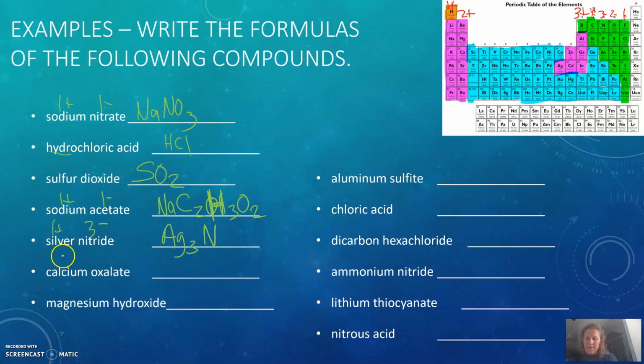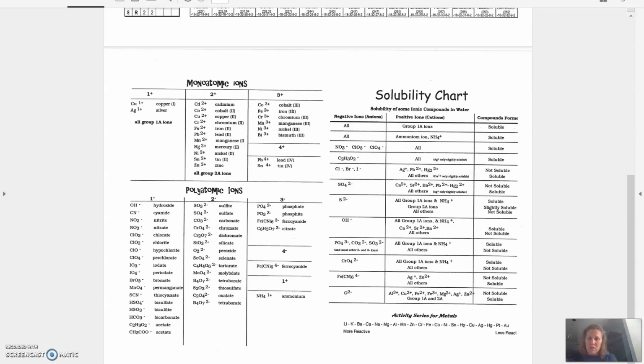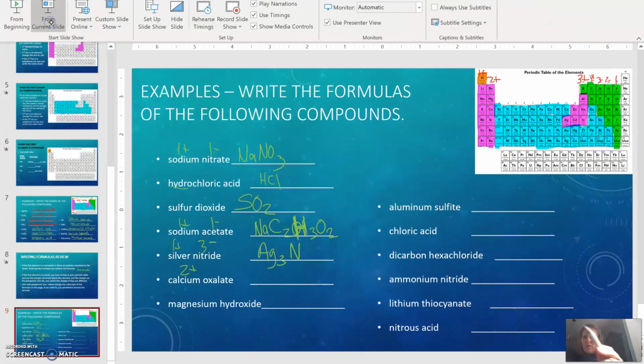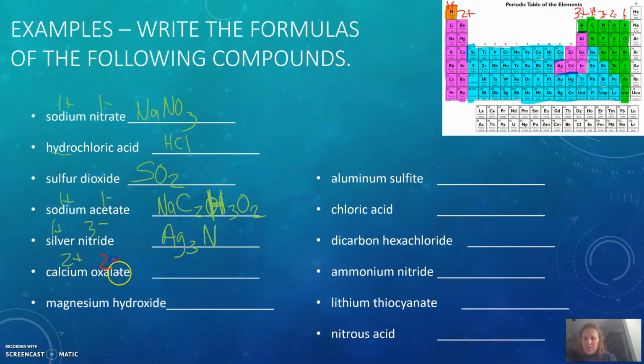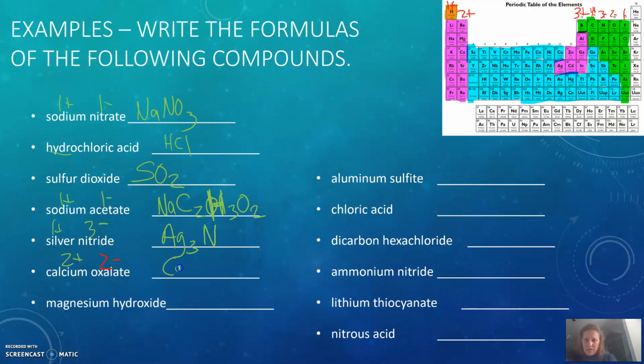Calcium oxalate. That's a 2 plus. Crap, oxalate. I shouldn't have done all these weird ones. Again, we have to go back and see what its charge is. Oxalate. C2O4, 2 minus. Okie dokie, C2O4, 2 minus. No, it's a 2 minus, so then it just stays the same. CaC2O4. Magnesium hydroxide, 2 plus, hydroxide is a 1 minus.